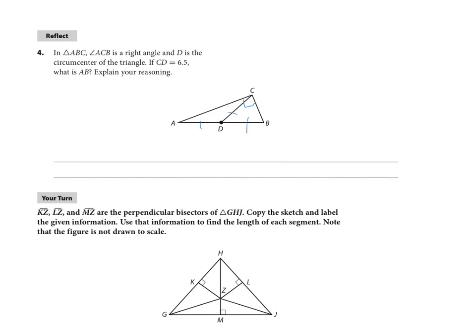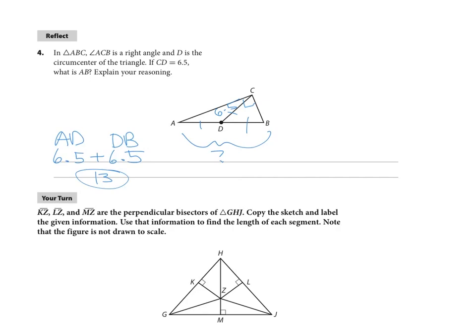Now we are told that CD is 6.5. And if that is true, we want to know what is the length of AB. Well, if it's the circumcenter, then we're going to have 6.5 plus 6.5, you guys, because that's the length of AD, as well as DB, as well as DC, which we were given. So we should be able to easily get 13 there.